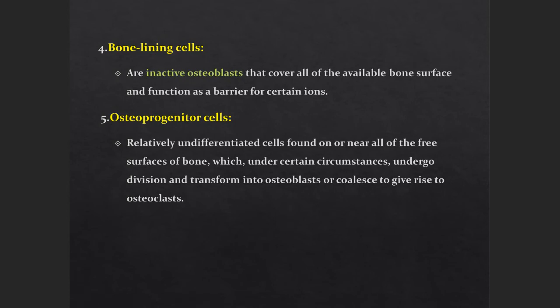Osteoprogenitor cells, as I've discussed with you, are undifferentiated cells. Undifferentiated means you cannot categorize it as, maybe, an osteoblastic cell or chondroblastic cell. These are undifferentiated cells found near the free surface of the bone, which under certain circumstances undergo division and transform into osteoblasts and osteoclasts. So that is their function. Depending upon the need of our body, they awake, and then they form either an osteoblast or an osteoclast.